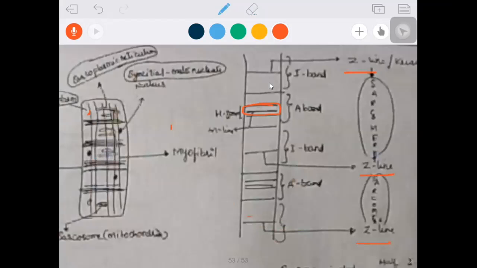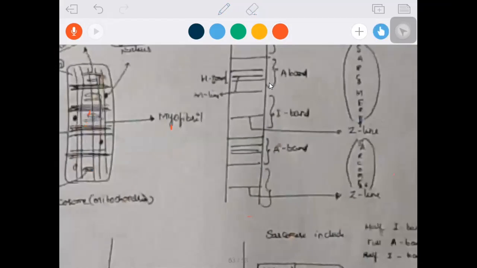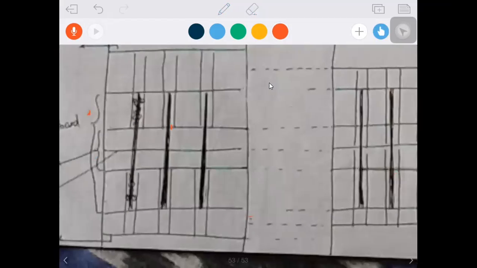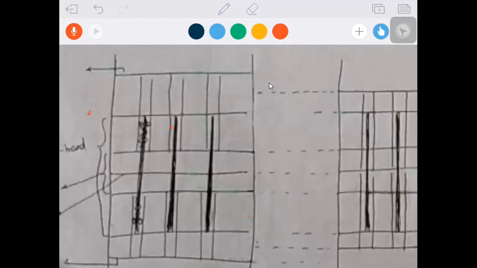So you can understand this particular pattern. Then what is a sarcomere? The part present between two successive Z lines, that we say is a sarcomere. Showing one particular sarcomere for you, as I showed you in color.